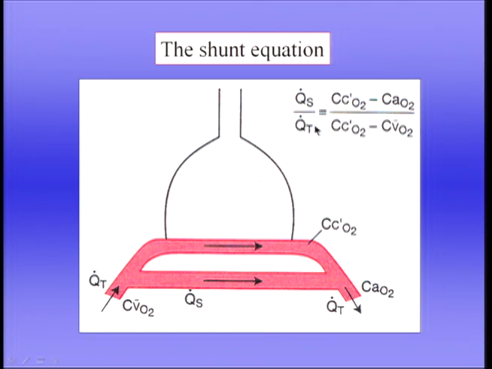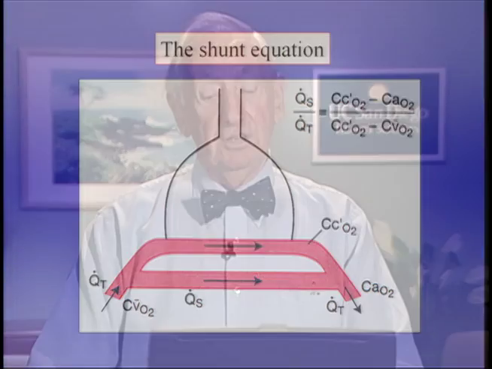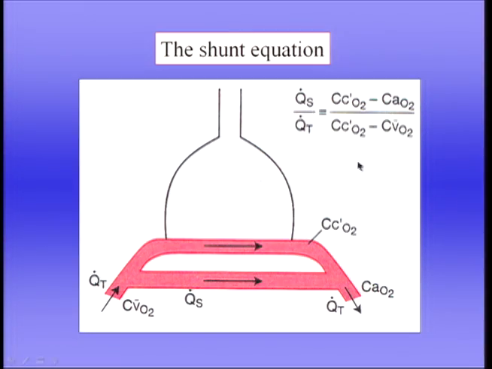Now this is a useful equation because sometimes when the shunt is caused by the addition of mixed venous blood to the arterial blood, we can calculate the degree of shunt, and sometimes that's useful to, for example, a surgeon who wants to know how big the shunt is. He's going to work out what kind of operation he's going to do, and he'd like to know how big the shunt is. So we can calculate it using this.